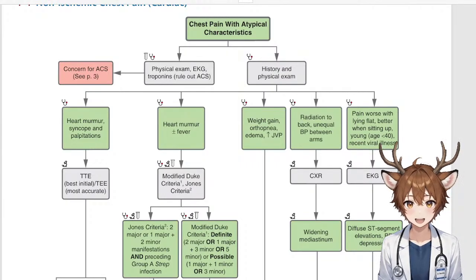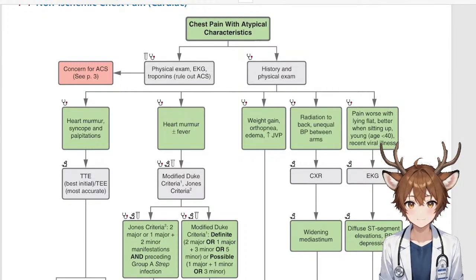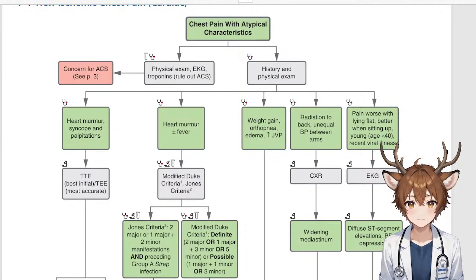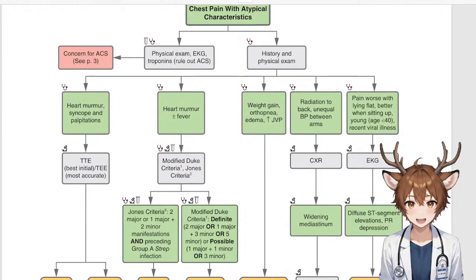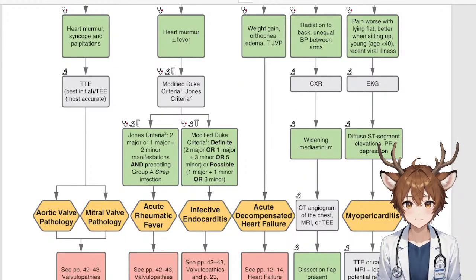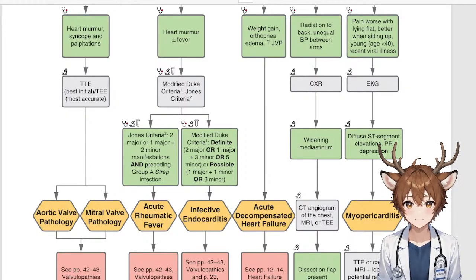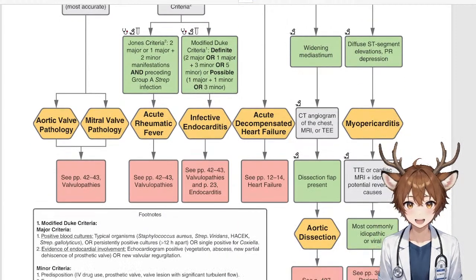TEE, most accurate. So wait, let's look this up right now. TTE is transthoracic echocardiogram. Sure, but what about TEE then? Transesophageal echocardiogram. Okay. So TTE, the transthoracic, is the best initial, but the transesophageal is the most accurate. So in that case, we're either going to have aortic valve pathology or mitral valve pathology. See pages 42 to 43, valvulopathies. Again, aortic valve pathology or mitral valve pathology.